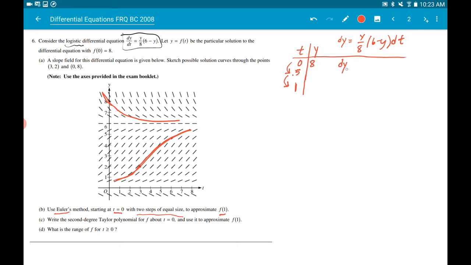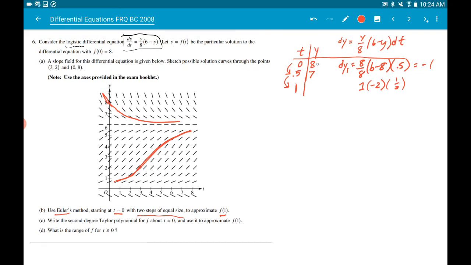So, for example, our first dy, we'll call it dy sub 1, is going to be my y value that we're starting with, divided by 8, then 6 minus my y value, and then times dt. So I've got 1 times negative 2 times a half. So half of negative 2 is negative 1. That means for my new y, and my new point, I'm going to subtract 1 from 8. So it's not too bad, it just looks like a big mess.